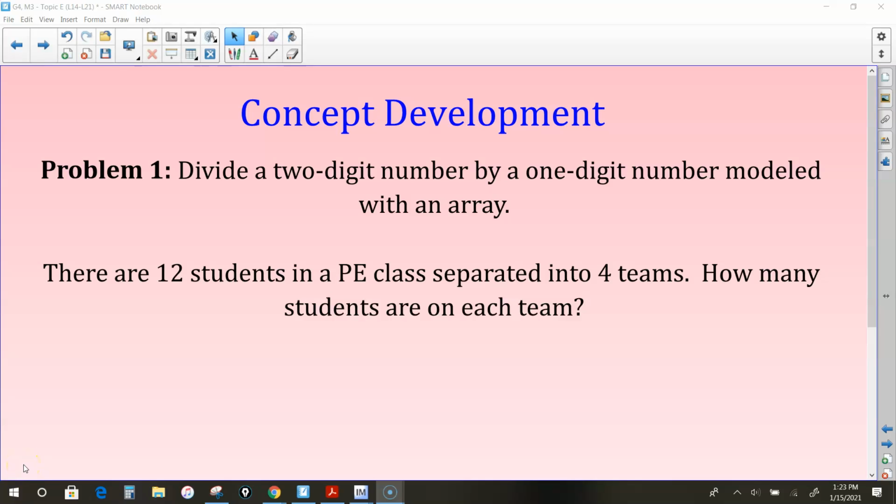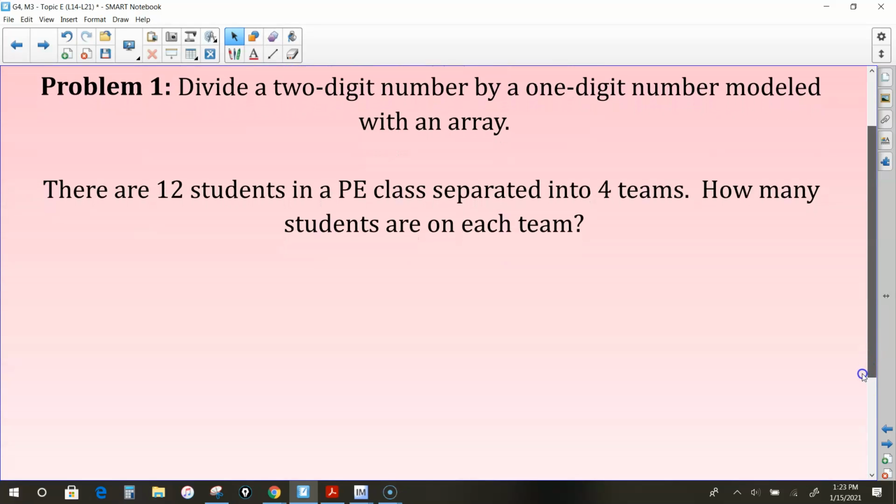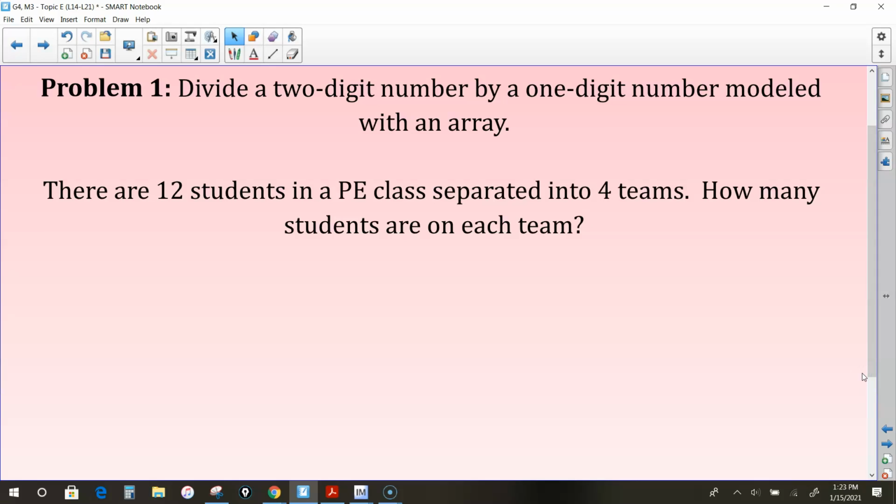So today we talked about simple division using remainders. Our first problem wants us to divide a two-digit number by a one-digit number and model that with an array. The question says there are 12 students in a PE class and they are separated into 4 teams. How many students are on each team?